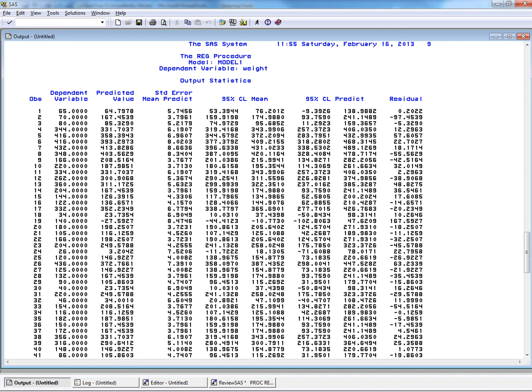All right, and this is what it looks like, right? It's just a portion of our output. It shows us bears 1 through 41. It shows us what the actual y was, right? So bear number 1 had an actual weight of 65. Our model predicted that that bear's weight would be 64.8. The residual, y minus y hat, is all the way over on the right, and we can see that's 0.2.